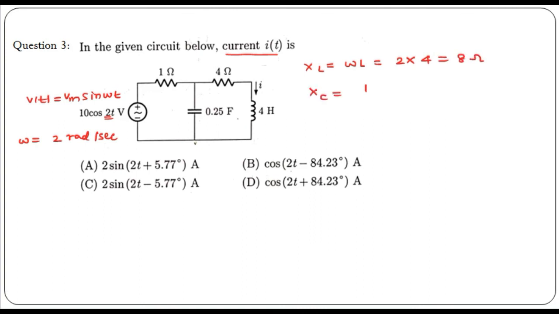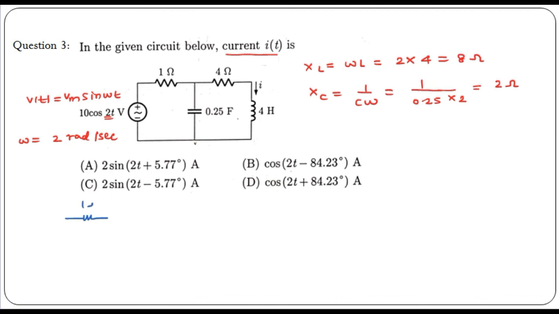Now what is X of C? It is given by 1 by C omega. So what is the capacitance value? That is 0.25, and what is omega? That is 2. So X of C we are getting, that is 1 by 0.5, which is 2 ohm. So 2 ohm is the X of C value. Okay, so now for this capacitor, let us redraw the circuit. So here we are having this 1 ohm.